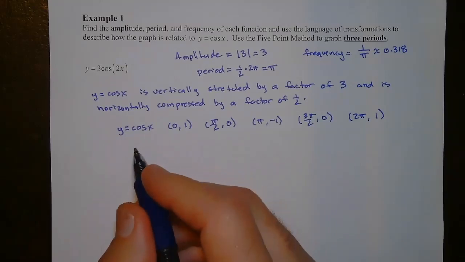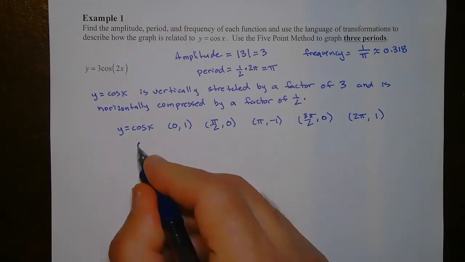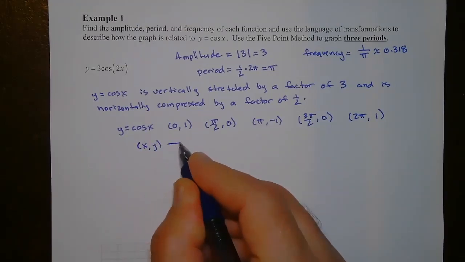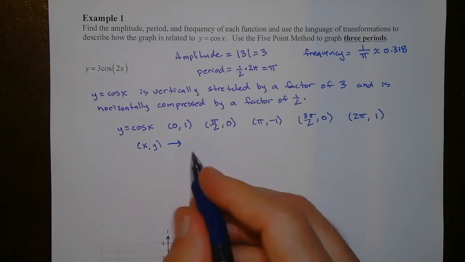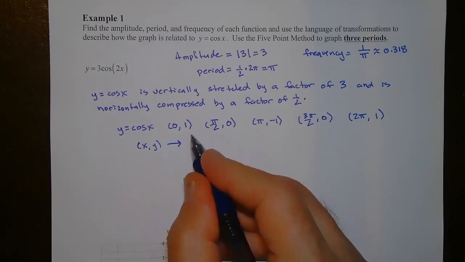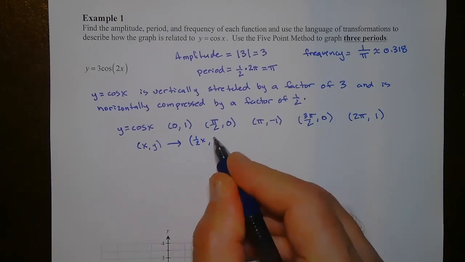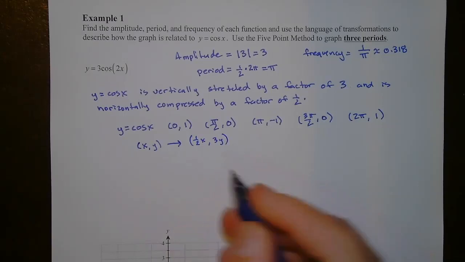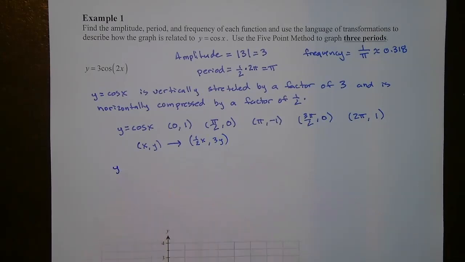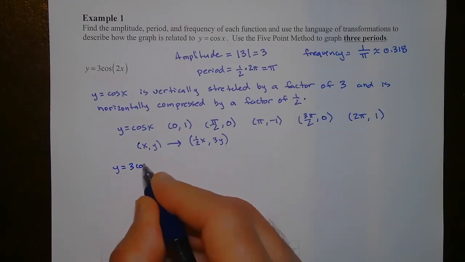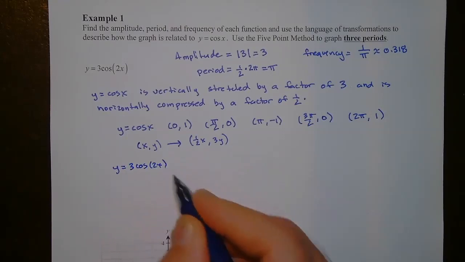So we're going to take a point, xy from y equals cosine x, and the transformation that we're going to take is we're going to half the x's. So our new points are going to be half of x and then 3 times the y coordinate. That would give me 5 points for y equals 3 cosine of 2x.